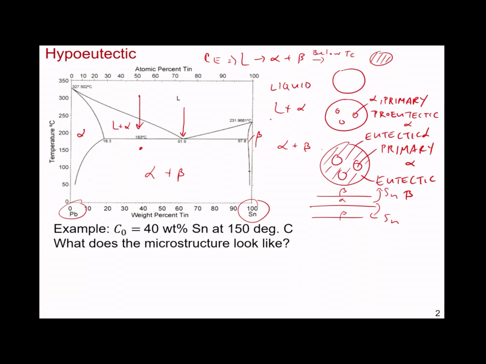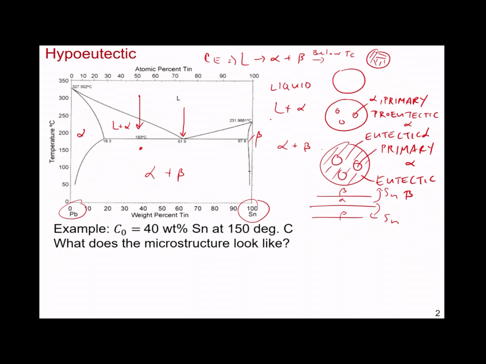And they actually look like this. The grains are not oriented in the same way. They could be randomized, however they solidify isotropically.